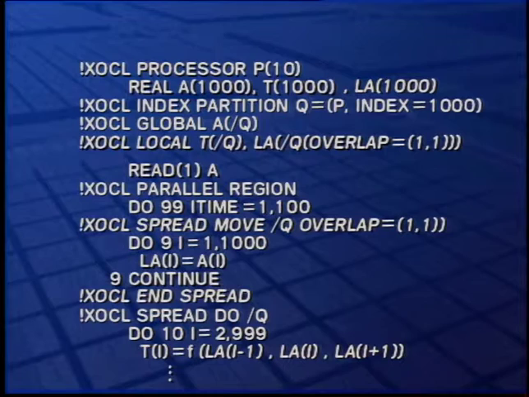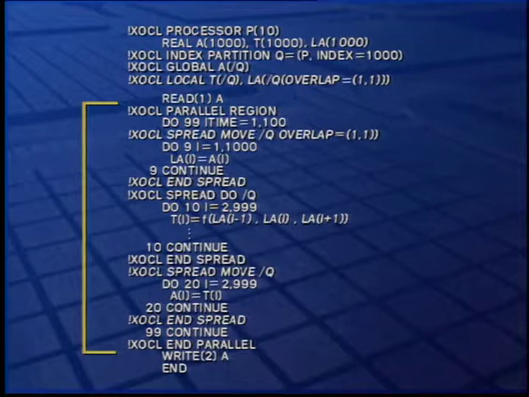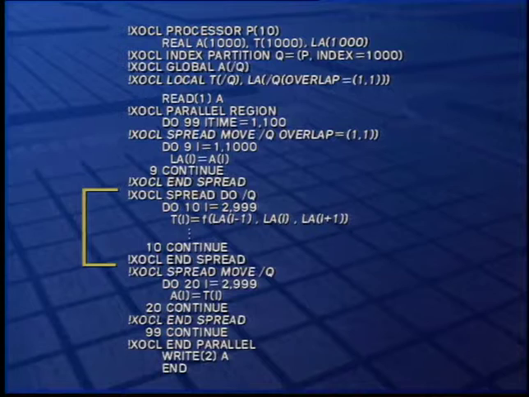Here's the processor assignment. These are the global and local array declarations. This index partition ID, Q, describes how the global arrays are partitioned. In the main body of the program, the parallel region is specified, and inside the parallel region, spread do directives partition the do loops across the processors with a proper alignment of global data enforced by slash q.